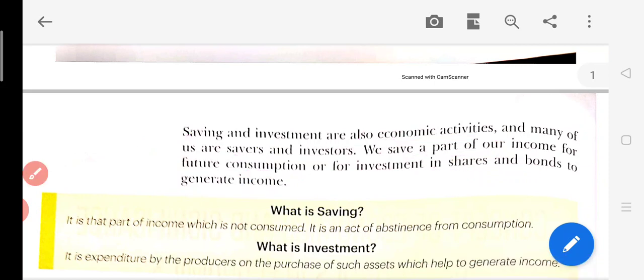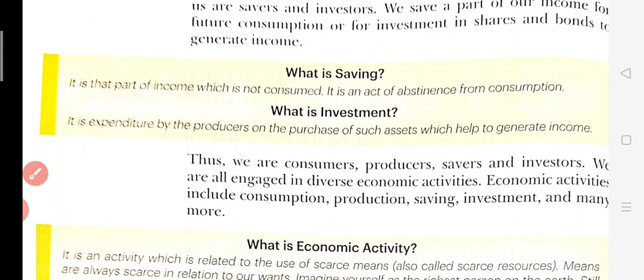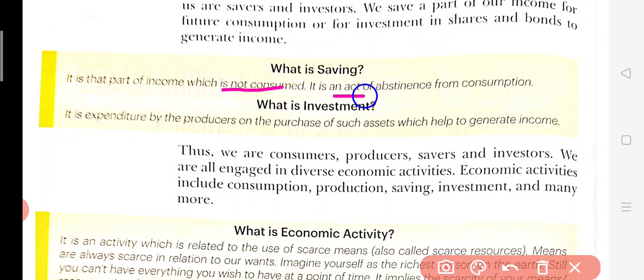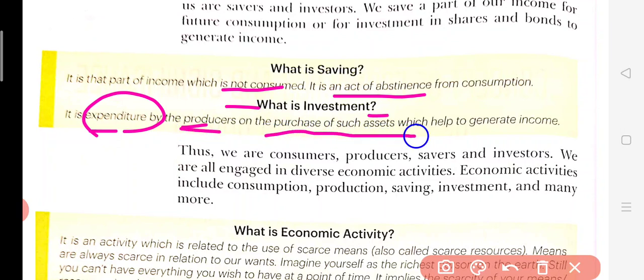Now what is saving? Who does the saving? It is that part of income which is not consumed or spent. It is an act of abstinence from consumption. So when you are not spending your money, you actually save your money. Now what is investment? It is expenditure by the producer. So if you are investing money, it will be treated as expenditure by the producer on the purchase of such assets which help to generate income.